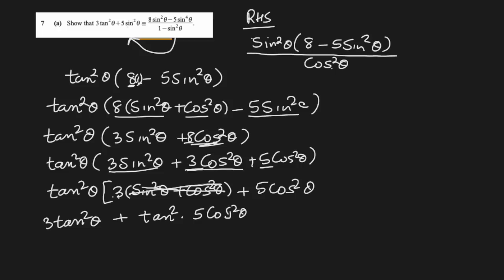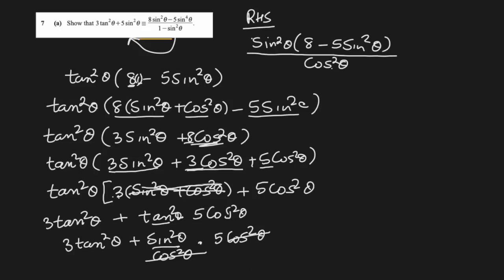Okay, it is not matching right now, so we can break tan square again. So 3 tan square theta plus sine square theta over cos square theta, back to where we started here, sine square over cos square, times 5 cos square theta. Cos square theta and cos square theta cancel out. And what are we left with now? 3 tan square theta plus 5 sine square theta, which is the left hand side.